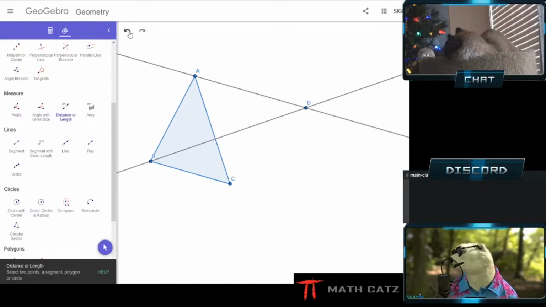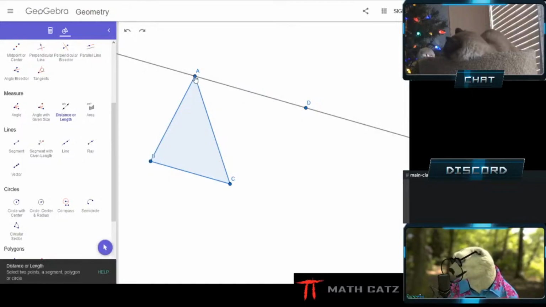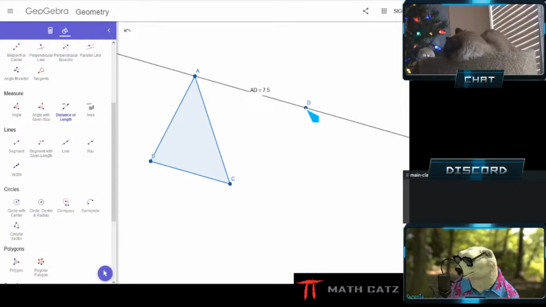Now, just to make things simpler, I'm going to help us remember that we're only doing it for this first line segment. So let's pick the distance or length tool. I pick A to D. It's going to tell me this length AD is 7.5, whatever the units are. Doesn't really matter. 7.5 units. Next, I need to multiply that by the scale factor. Let's do it in our calculator. 7.5 times 1.7.